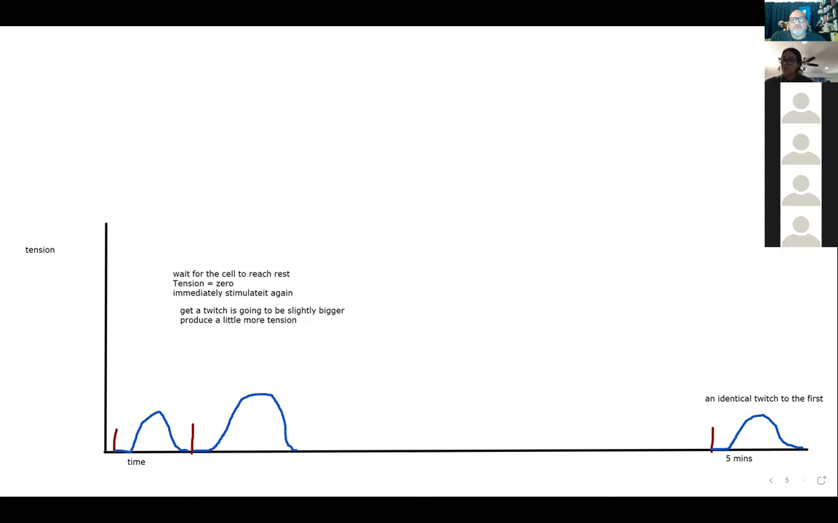And I let it go back to zero, and I stimulate it again. And what do you think is going to happen? Slightly higher. Exactly. I'm going to get a twitch that is slightly bigger than the one before. And then I stimulate it again. And again, whoops. I get a twitch that is slightly bigger than it was before.